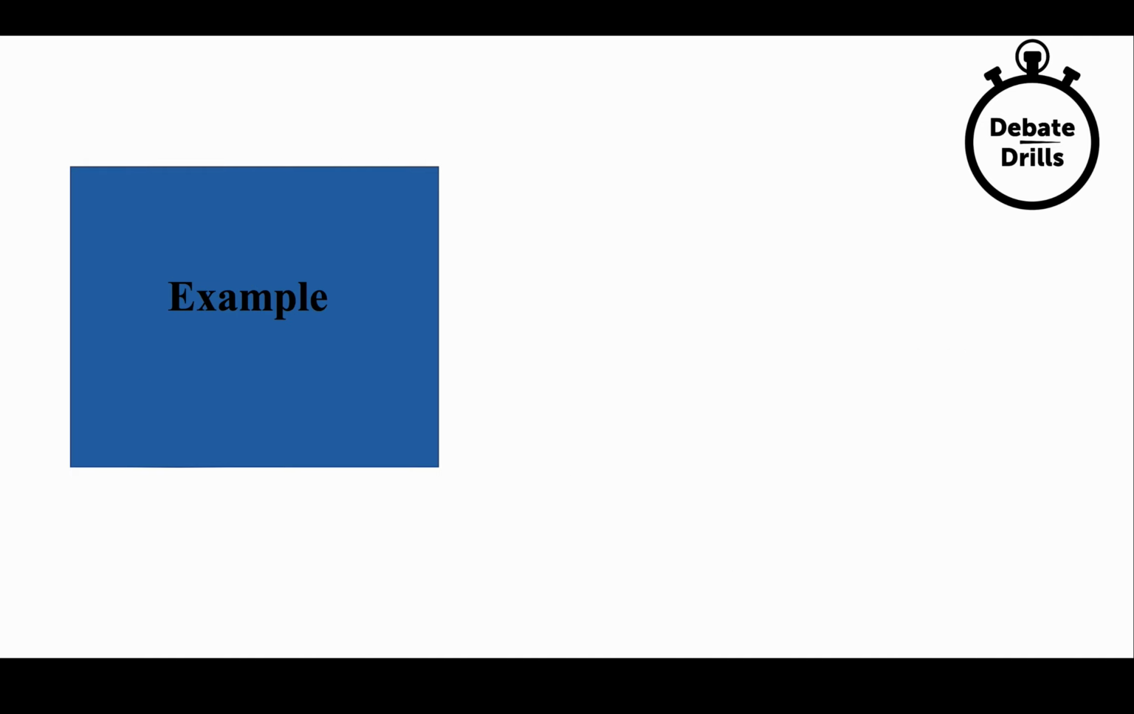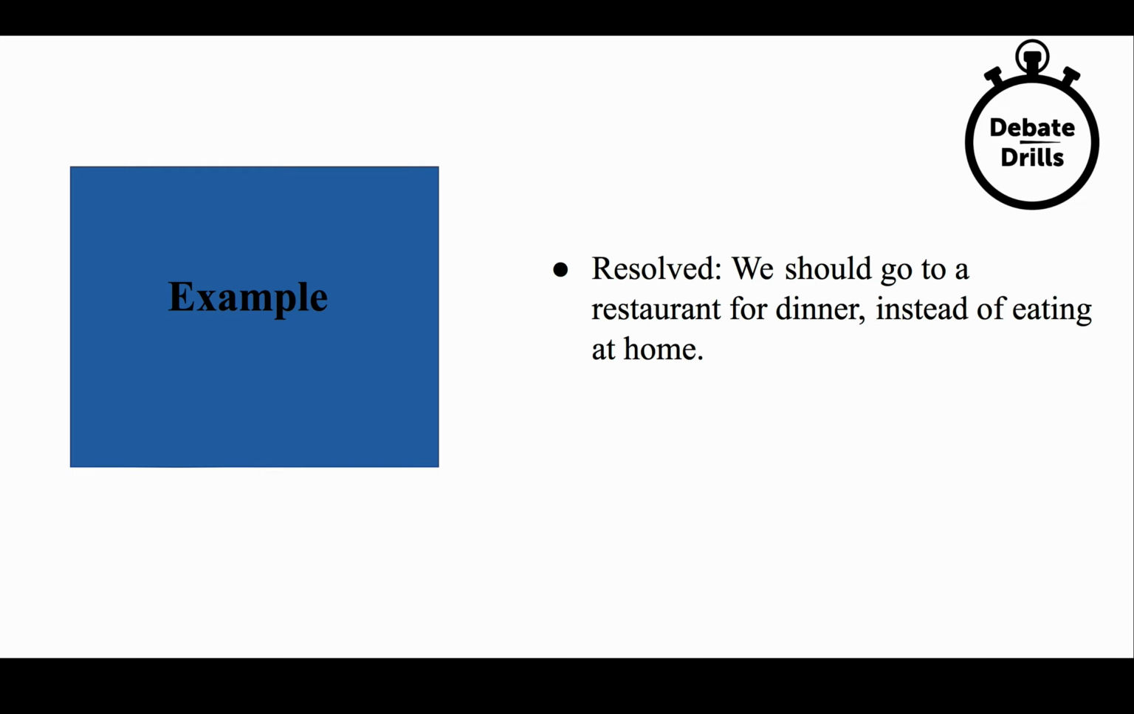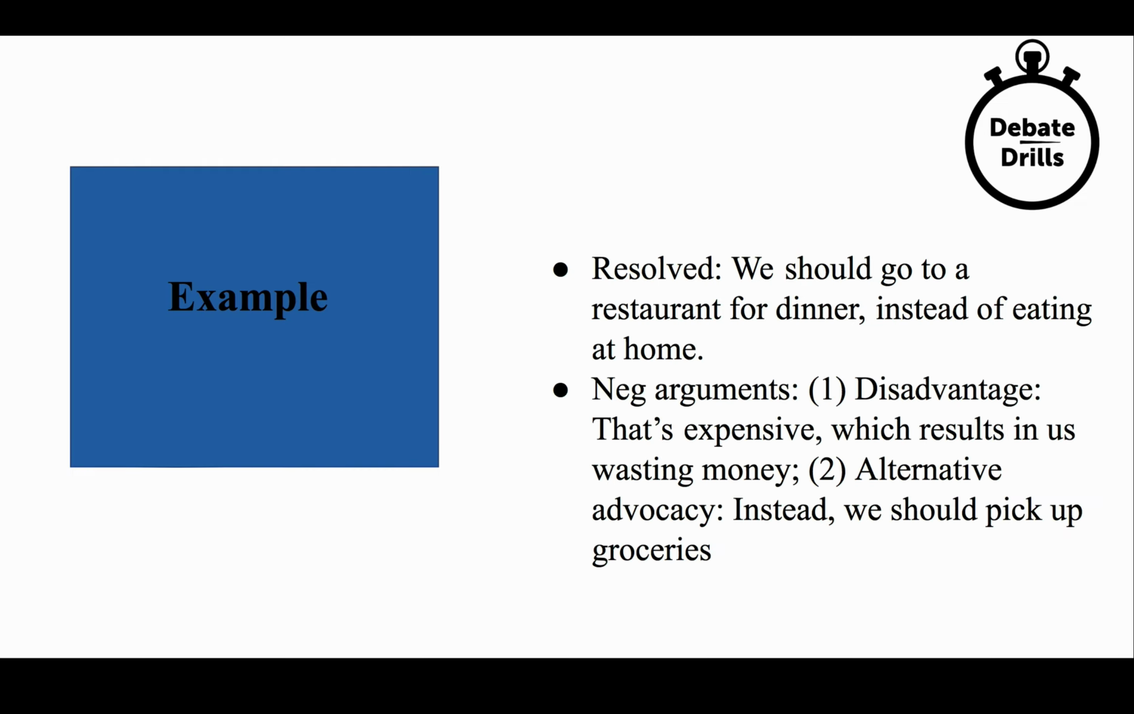So let's look at an example here. Same resolution. Resolved, we should go to a restaurant for dinner instead of eating at home. So the neg arguments. They are presenting a disadvantage and an alternative advocacy, known as a counterplan. The first is the disadvantage. This is the reason why the affirmative advocacy is a bad idea and why it shouldn't be adopted. Disadvantage, it's expensive to go to a restaurant for dinner. It results in us wasting money. Second, the alternative. Instead, we should pick up groceries.